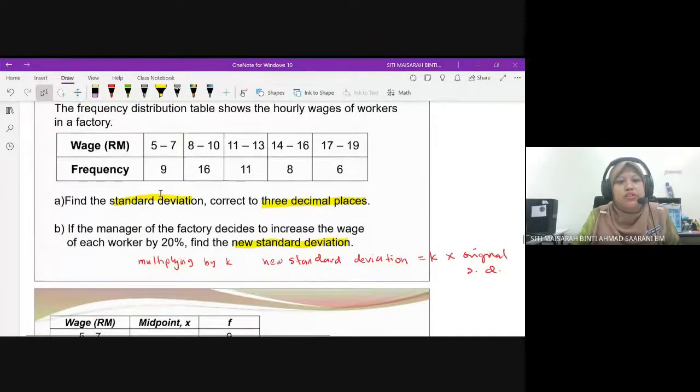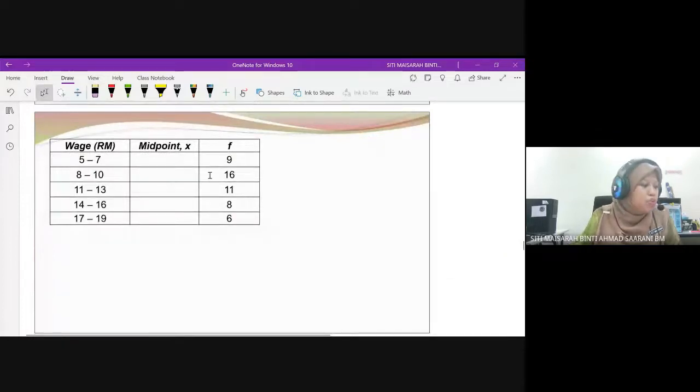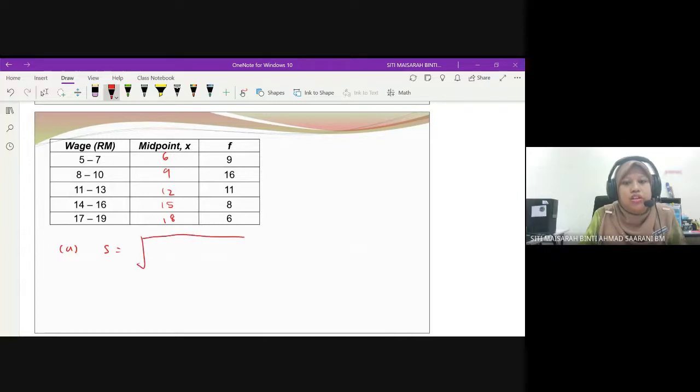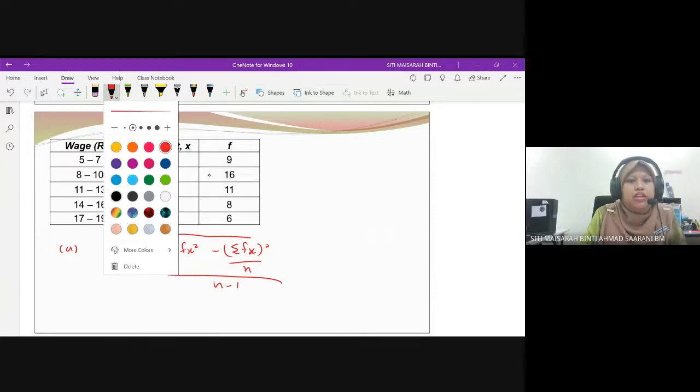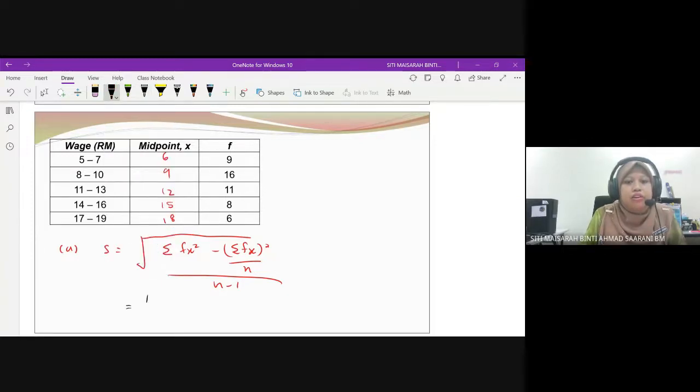For standard deviation, you still have to make this table to find the X. F is already there, you need to find X. This is group data. So X here, for 5 to 7 it is 6, then 9, 12, 15 and 18. Okay, so then for question A, S is the square root of sum of fx square minus sum fx square over n minus 1. Put it into the calculator, what do you get for sum fx square?